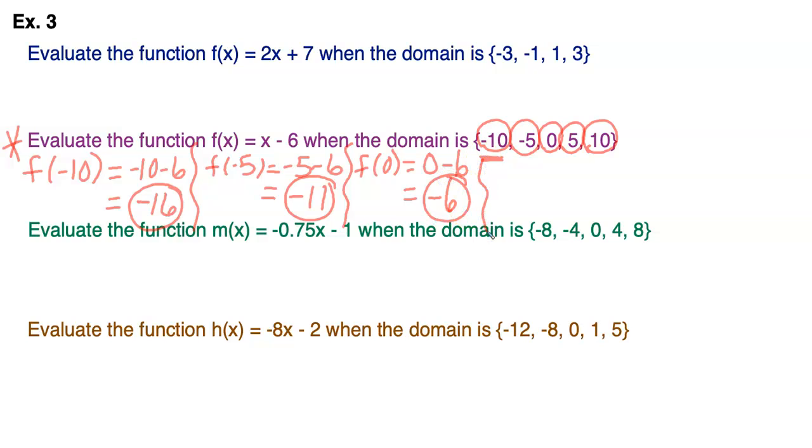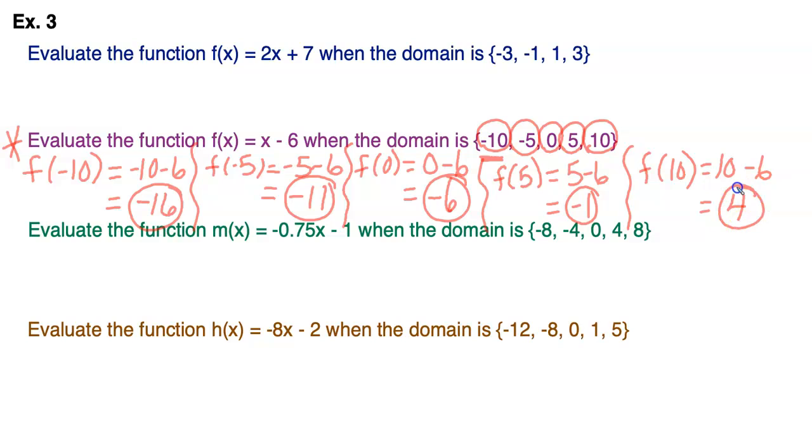And I'm going to put f of 5. So that would be 5 minus 6, which is negative 1. And my last one would be f of 10. So that would become 10 minus 6 for an answer of 4. So just be careful on those. Make sure, whether you have 4 or 5 or however many values for x you have, make sure you're putting them all in.